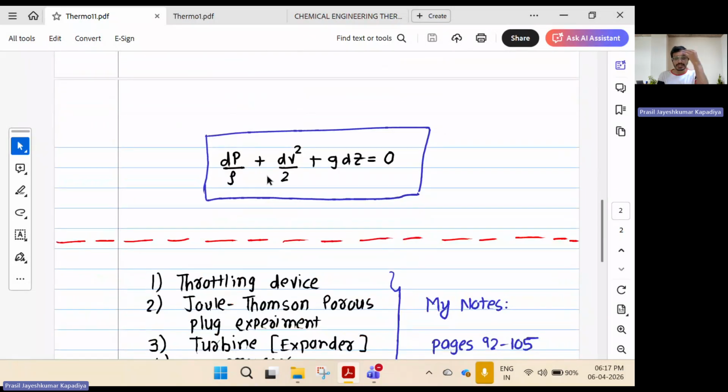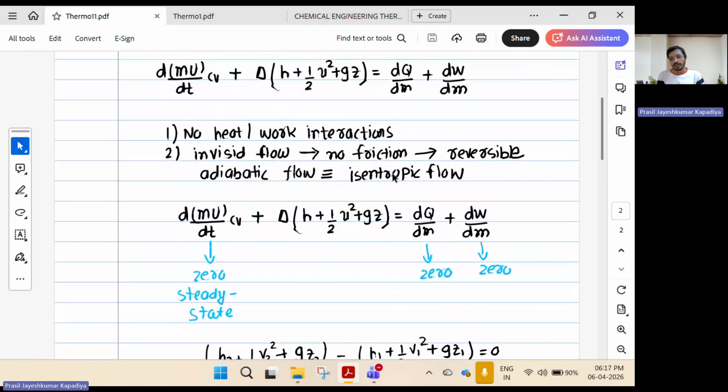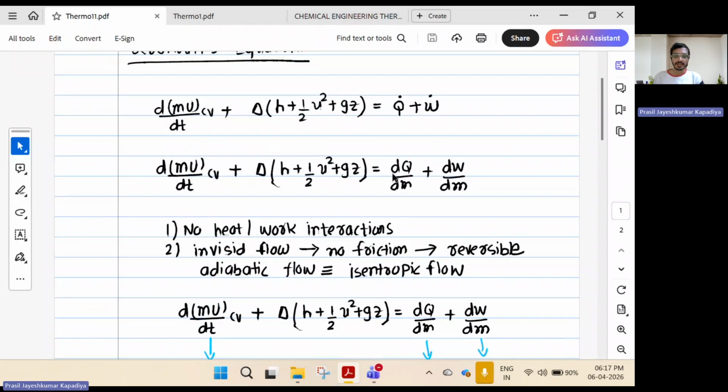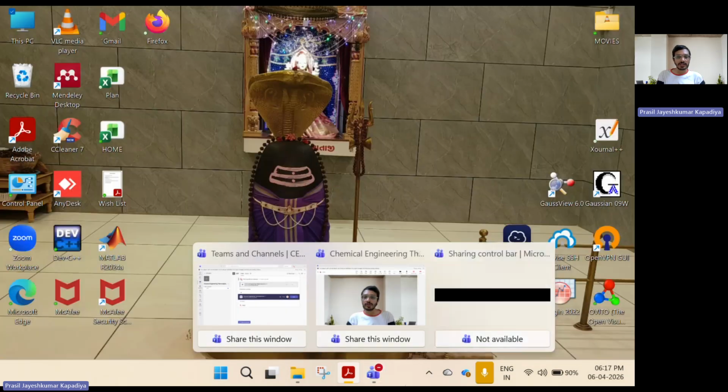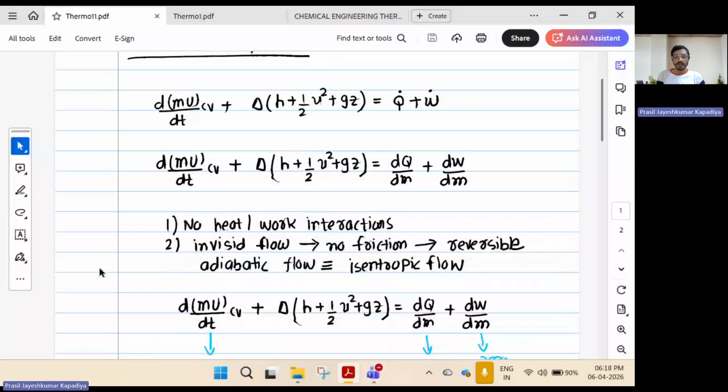So my Bernoulli's equation is dP by rho plus d of v square by 2 plus g dz is equal to 0. This is something that we have already derived in fluid mechanics. In your fluid mechanics class, you must have already derived this, but this derivation here is from the first law of thermodynamics.